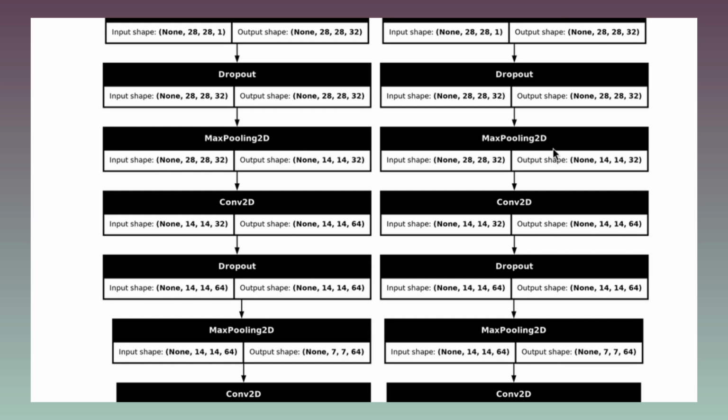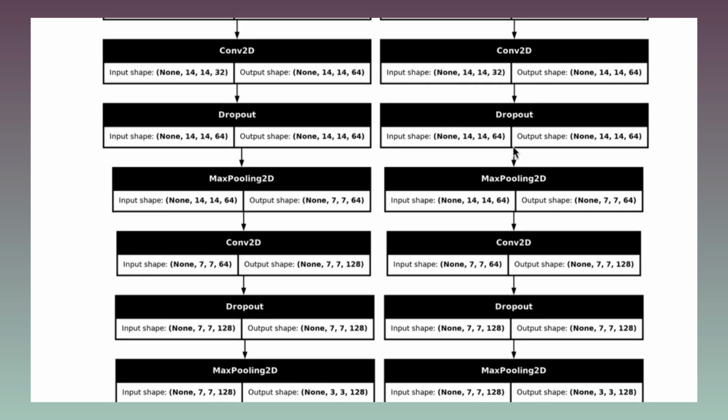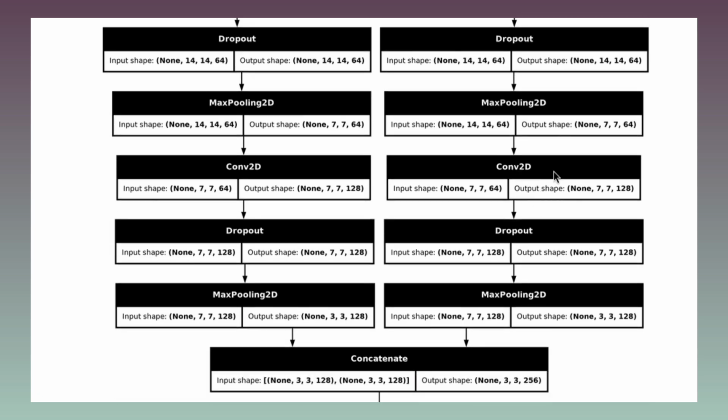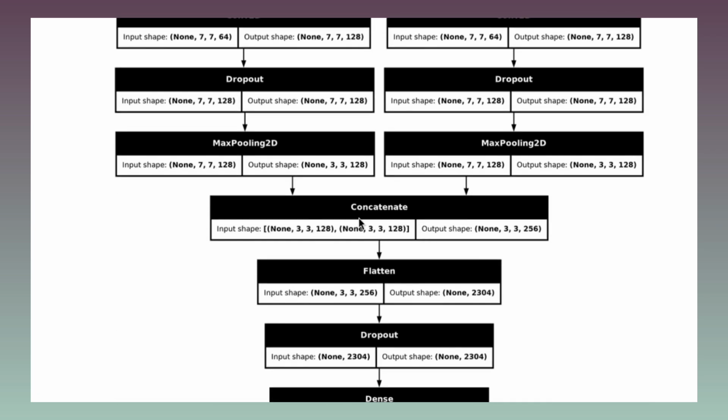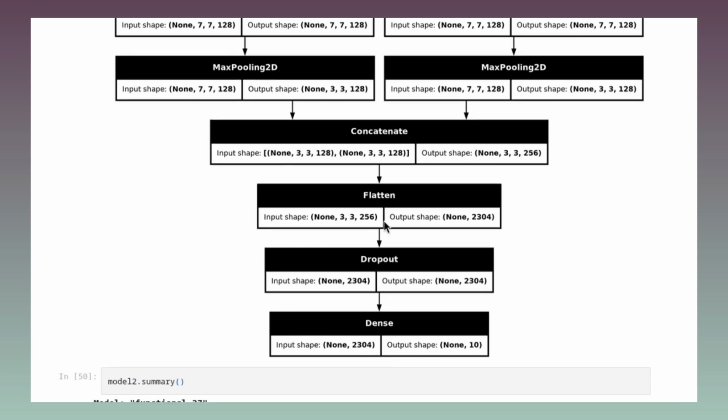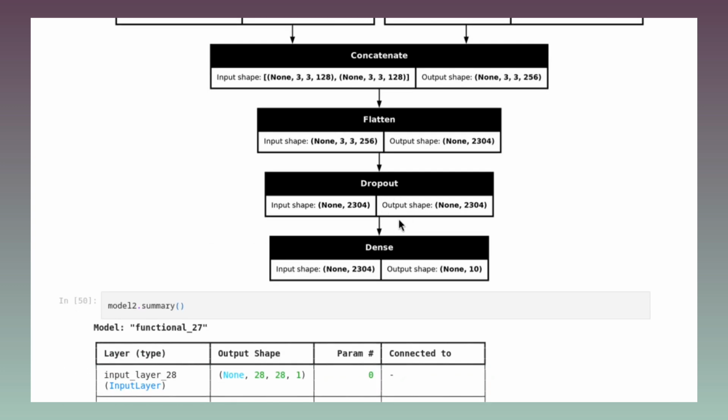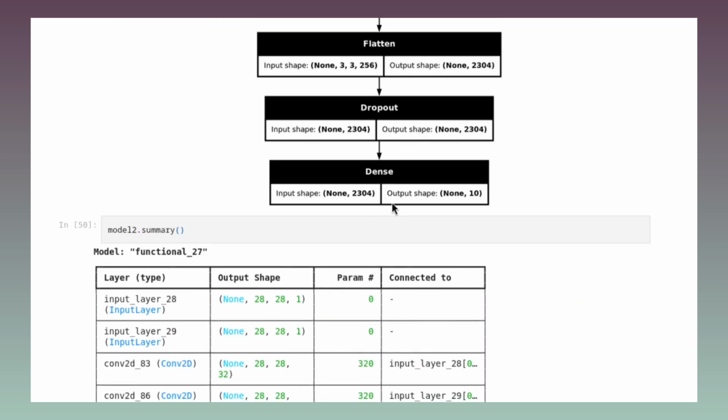So you can simply implement this. Once again in this part, I have conv2d, dropout, max pooling with 32 filters, and then conv2d, dropout, max pooling, then again conv2d, dropout, and max pooling. Then we have combined them together and flattened them, and after that we have used the dropout, and then this dense. Okay, and finally we are getting this.